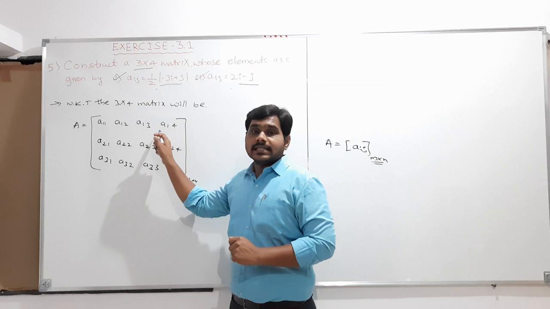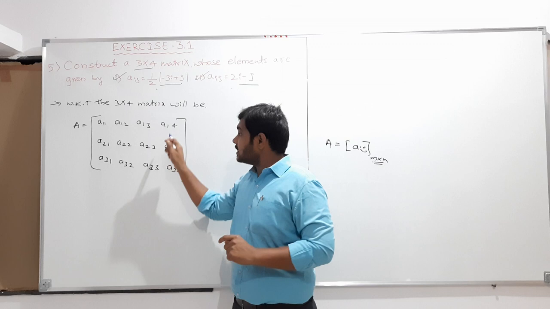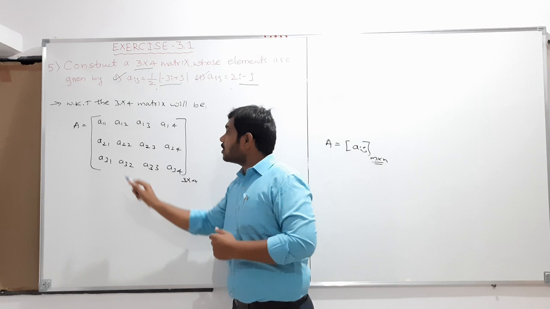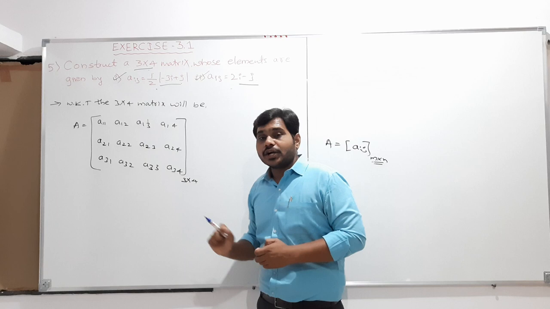First job is, what should we do? First, we should write the given matrix of the order that they give you. In this particular case, they gave you 3 cross 4. So therefore, 1, 2, 3 rows are there and 4 columns must be there: 1, 2, 3, 4. So I'm constructing the matrix of the order 3 cross 4.